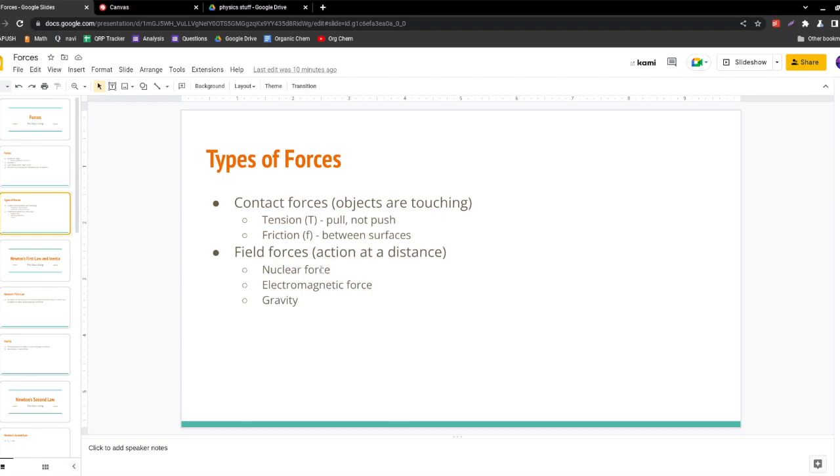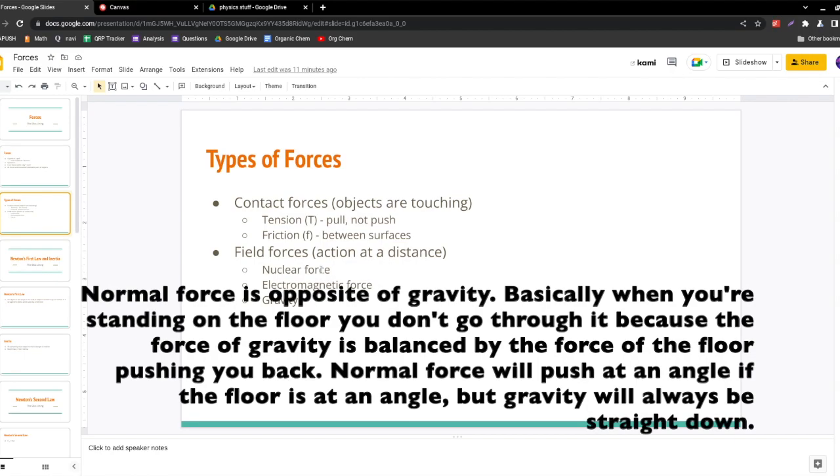So starting off with contact forces, it's where the pair of objects is touching, right? So this would be for tension, from a rope, because that rope is attached to the object, and then it would be considered a pull and not a push. And then there's also friction, which is between different surfaces. I mean, that's pretty straightforward. And I forgot to include it here, but normal force is also a contact force because it's between one surface and another surface, but different from friction.